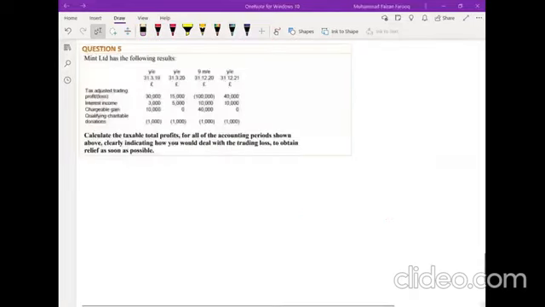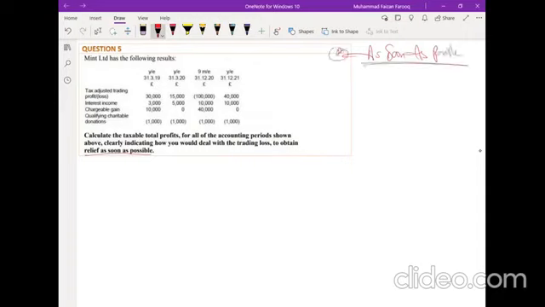Now we have more practice questions for the same topic. You can read the requirement. It is written as early as possible, relief as soon as possible. In individuals, we discussed this hint as well. If the examiner writes this, it means apply the loss relief in this order.